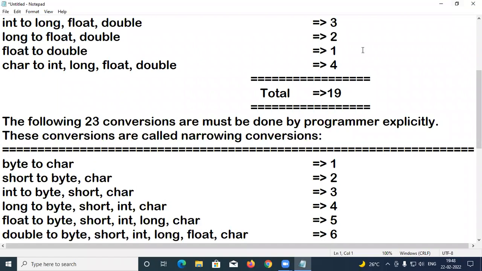19 conversions are automatically done by the system. 23 conversions must be done by the programmer explicitly.